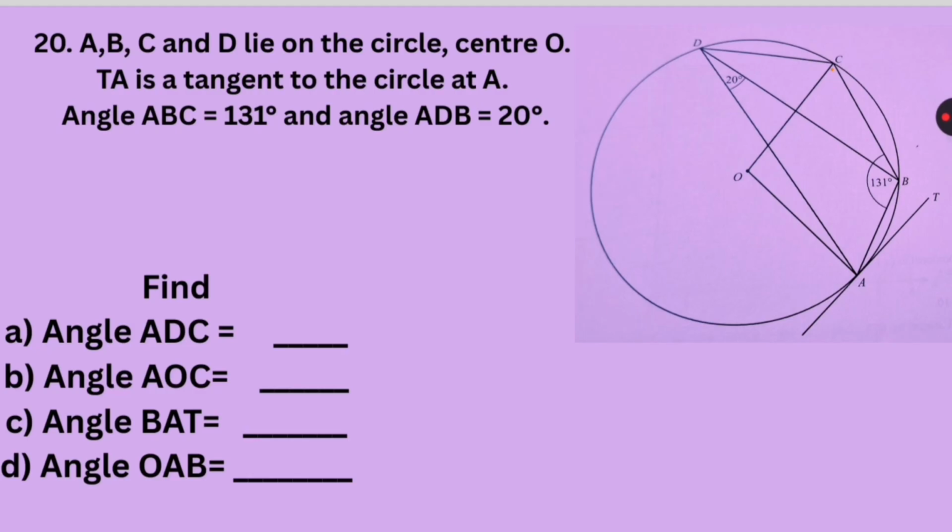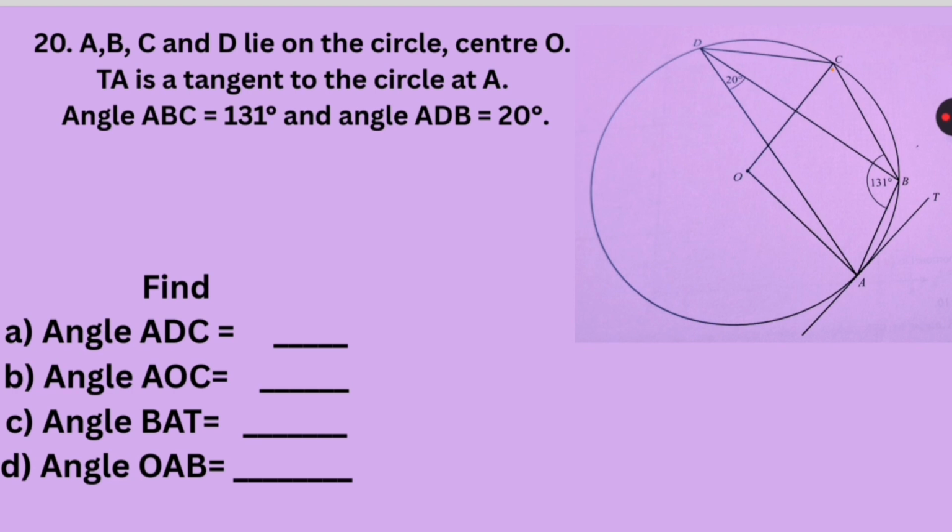A, B, C and D lie on the circle with center O. TA is a tangent to the circle at A. Angle ABC is 131 degrees, and angle ADB is 20 degrees. We need to find angle ADC, angle AOC, angle BAT and angle OAB. We need to find all of these. Let's find the first one, which is angle ADC.